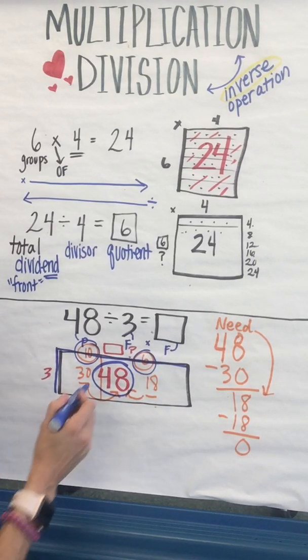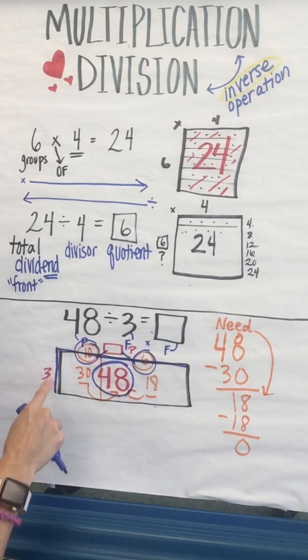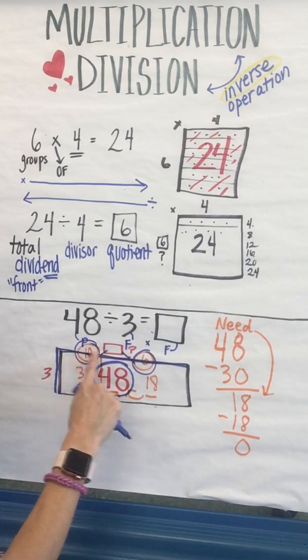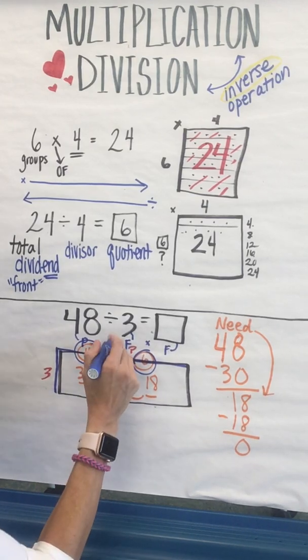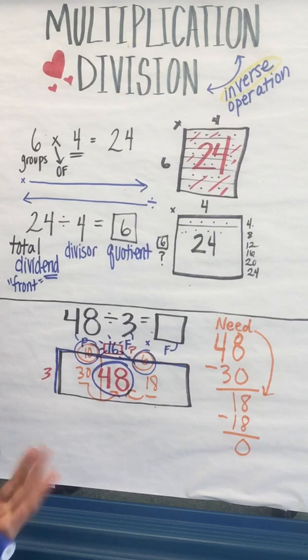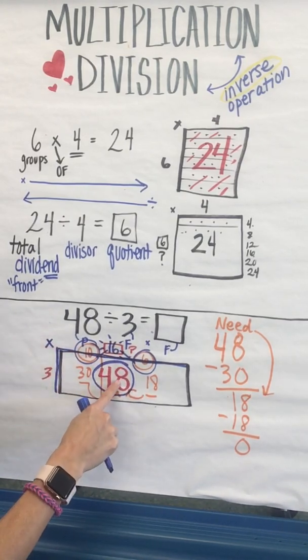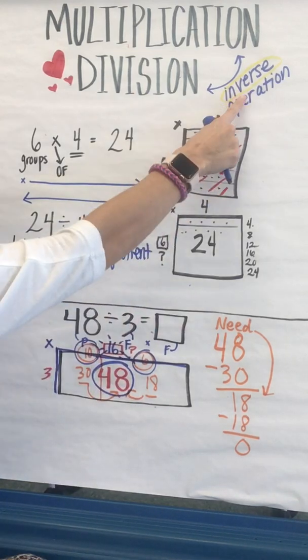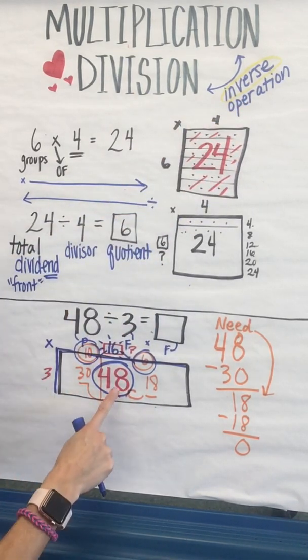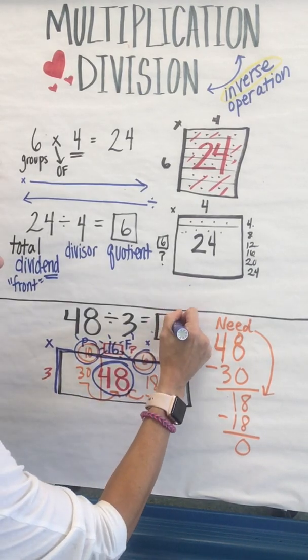Wait, that means 10 and 6 together, 3 times both of those got 48. That's 10 and 6 together is 16. So wait a minute. As a multiplication problem, 3 times 16 is 48. Now let me use inverse operation. That means 48 divided by 3 equals 16.